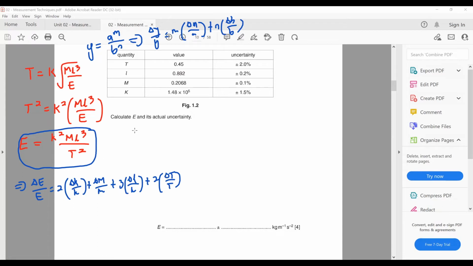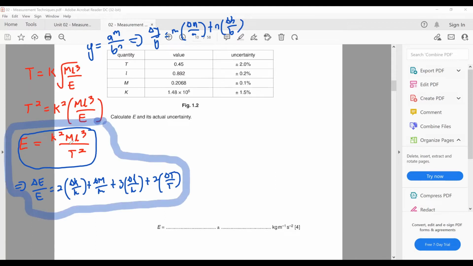Okay, calculate E and its actual uncertainty. So this is what you have until now. These two things are the important things that you need to have first. What's the actual expression for E? And then what's the expression that you need to get the actual uncertainty? Now, once you have this, you just sub in the values.